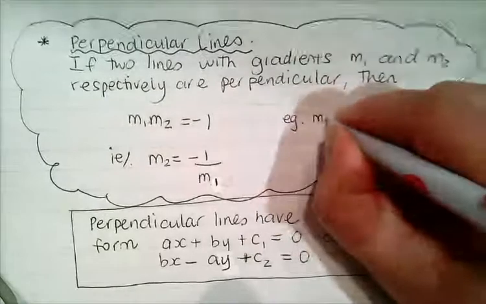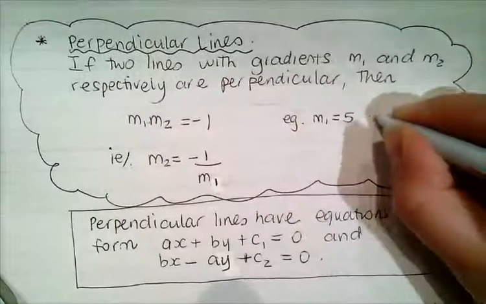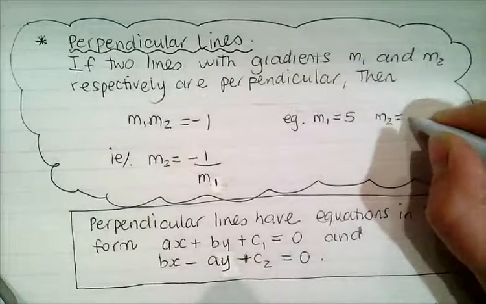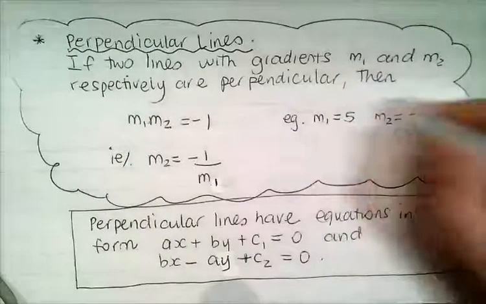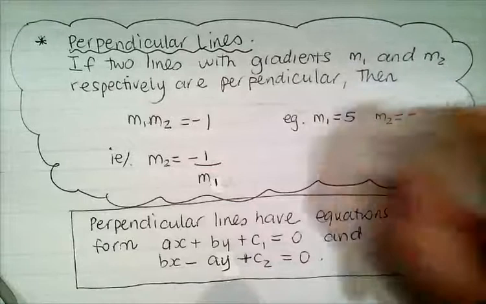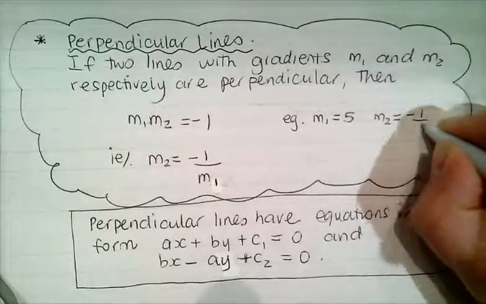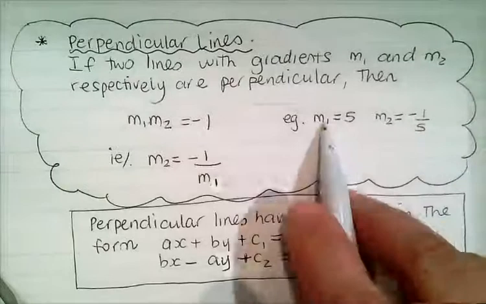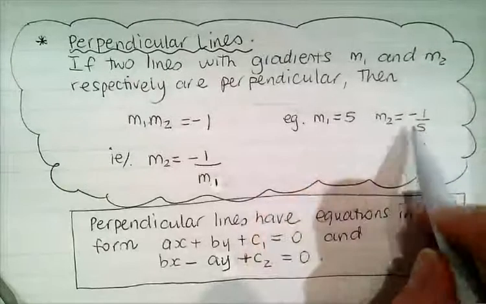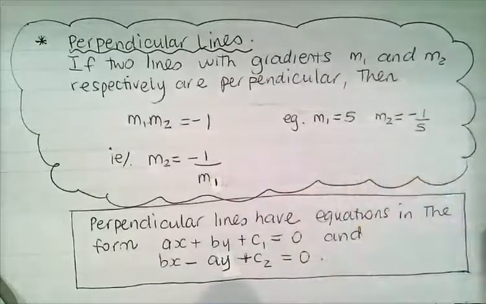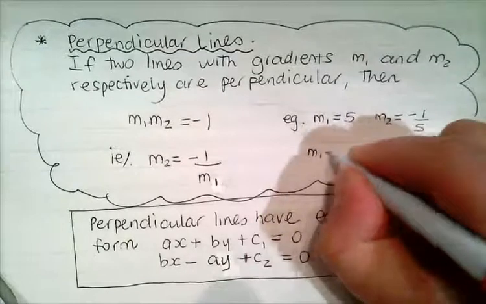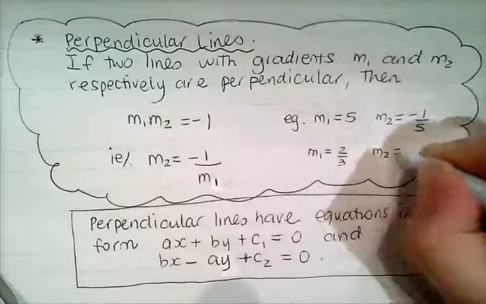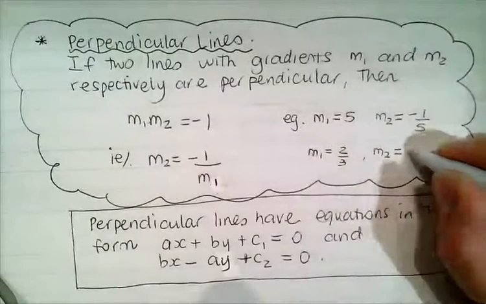Now, for example, if your line 1 has a gradient of 5, then line 2 will have a gradient of the negative reciprocal of that. So if this is positive, your perpendicular line is negative, and you flip this here. So to flip 5, which is really 5 over 1, it becomes 1/5. So if the first line has gradient 5, the second line that's perpendicular to it will have gradient -1 on 5. If the gradient of your first line is 2/3, then the line perpendicular to it will be the negative reciprocal of that.